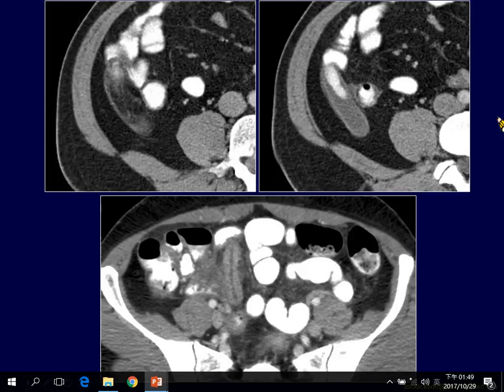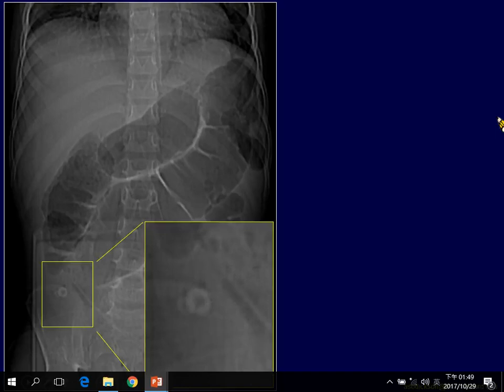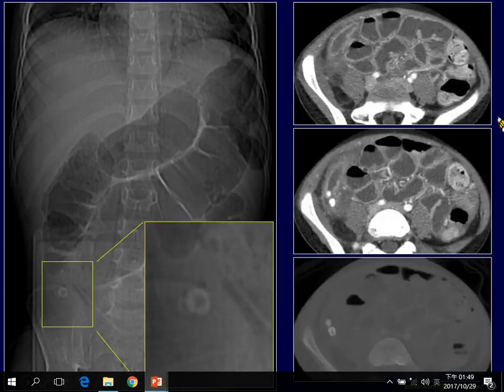On the other hand, different case, very different appearance. We have here the dominant feature is marked wall thickening and surrounding fat stranding, with actually very little fluid distending this appendix. So we can see a wide variety of appearance. Here's a patient where we happen to see these calcified appendicoliths on the CT projection radiograph.